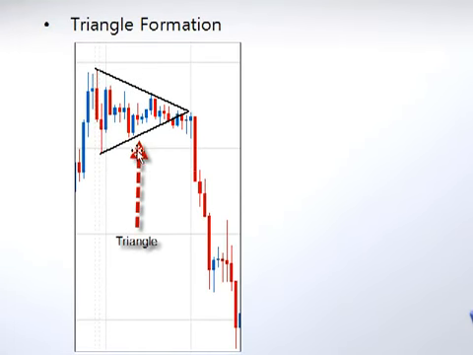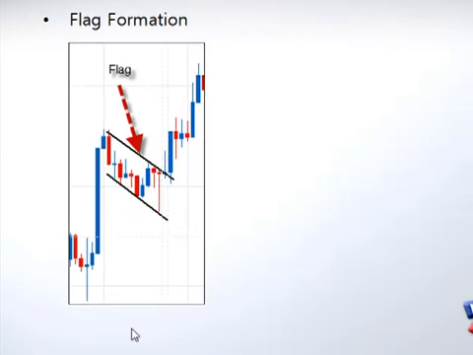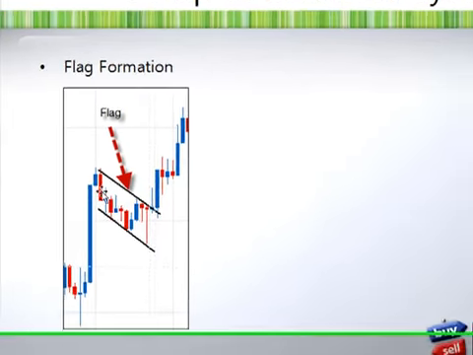A triangle formation is actually a period of consolidation. Basically there are three main ways of consolidation, and I'm going to show you here in this video tutorial, and one of them is this triangle formation. Number two is the flag formation. You can see here the price made a sudden movement and then starts to move sideways.